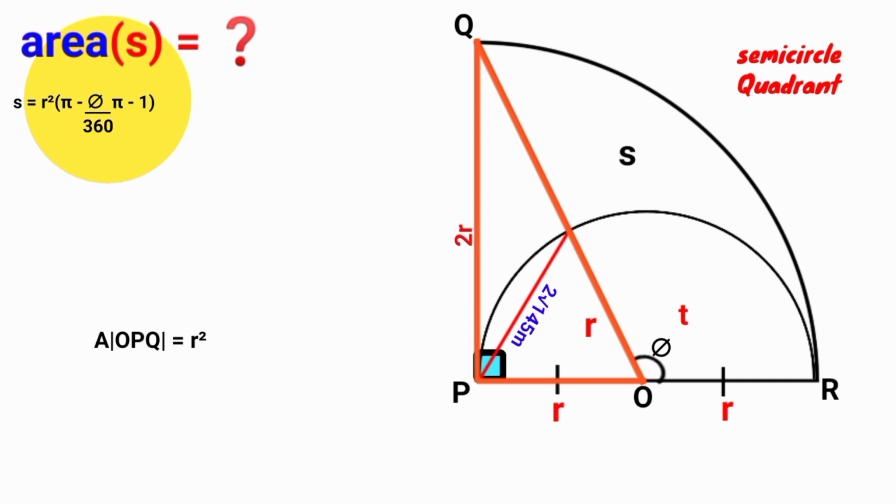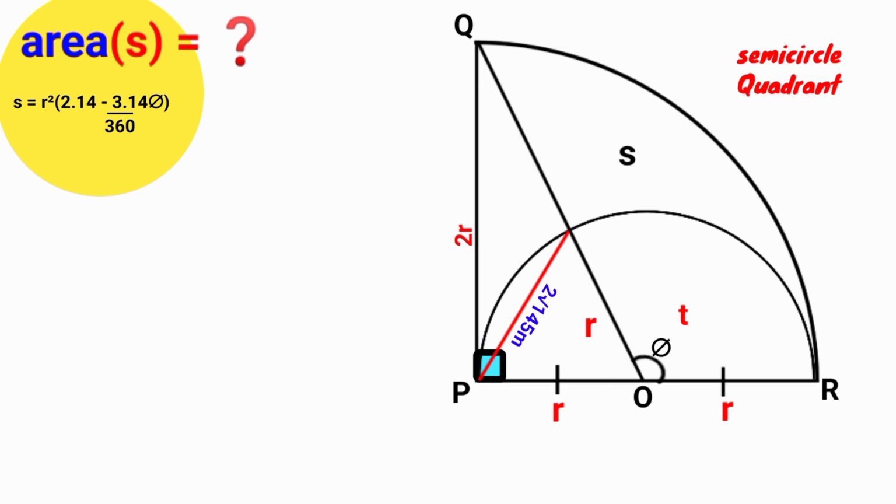Pi has an approximate value 3.14. This 3.14 minus this one is 2.14. Theta times 3.14 is 3.14 theta. So S equal to R squared into bracket 2.14 minus 3.14 theta over 360.